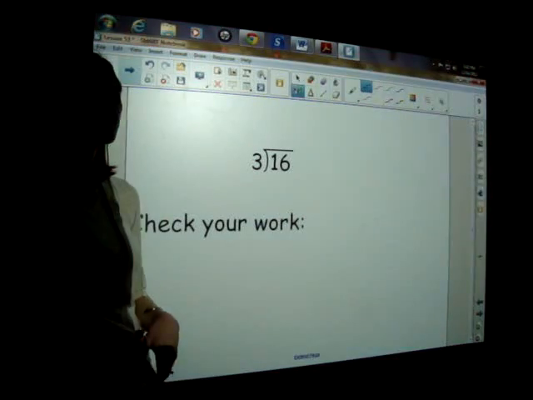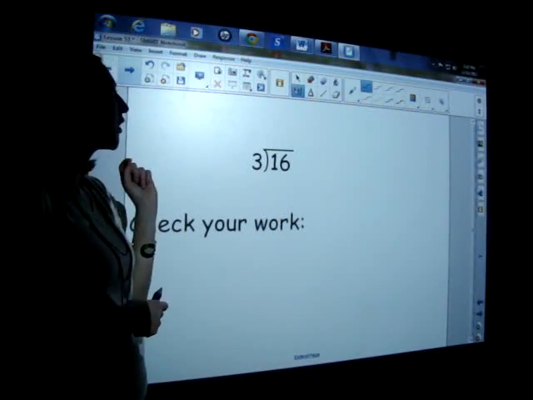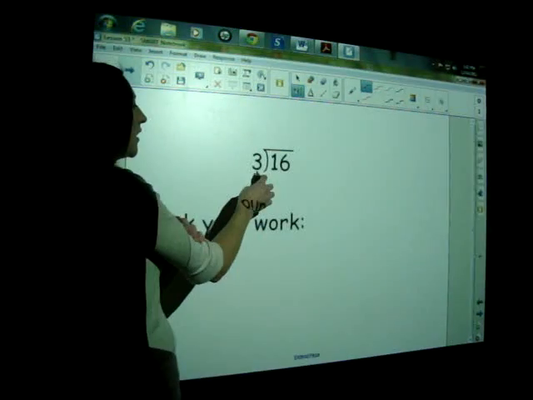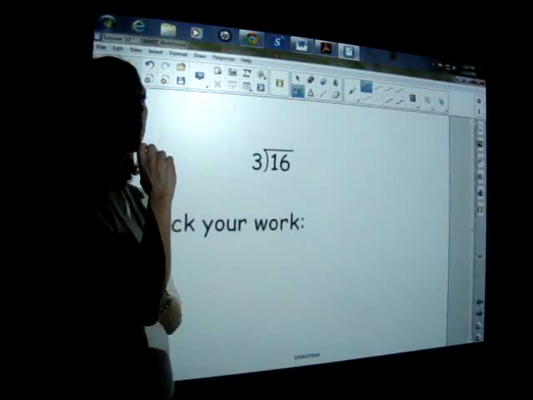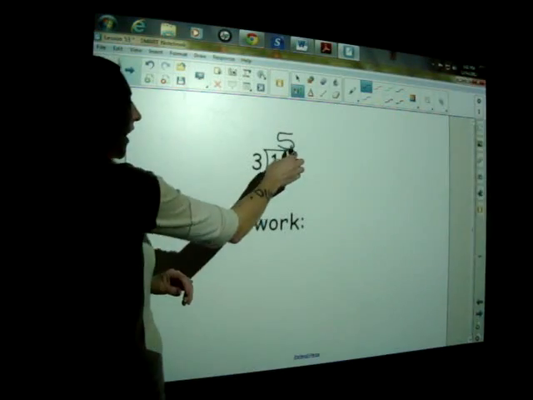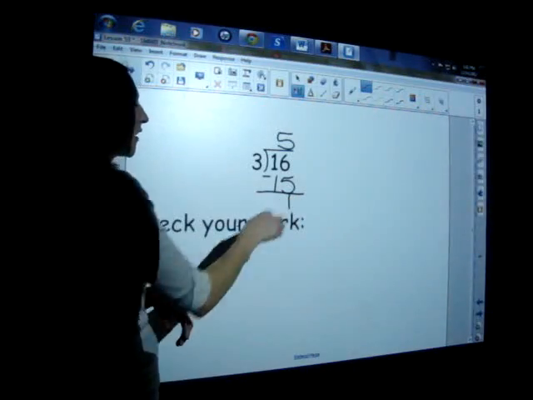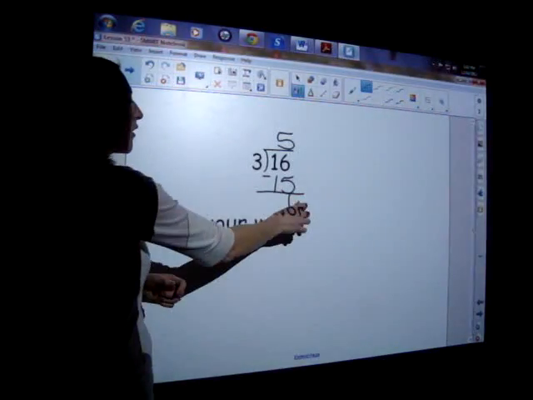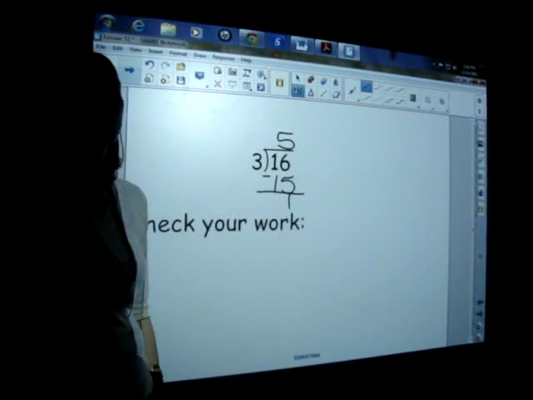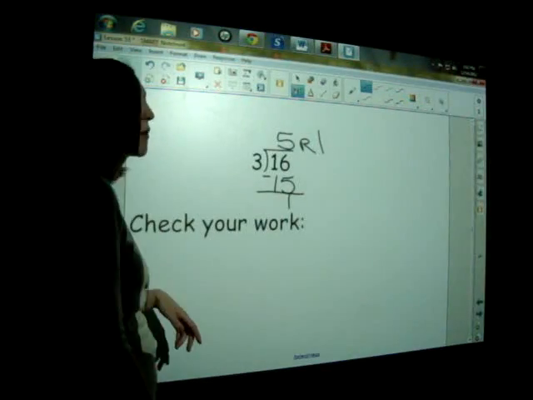So let's see, if I did 2, that's 3 times 2 is 6. I think it could go in there more times. So let's do 4. 3 times 4 is 12. But I think we could go even more than that. So let's think 5. 3 times 5 is 15. So let's do 5 on top. 5 times 3 is 15. We subtract, we have a remainder again of 1. If my remainder here is ever larger than the number I'm dividing by, then I know I could use more of this number in groups. We're going to put our remainder up top, so a remainder of 1.